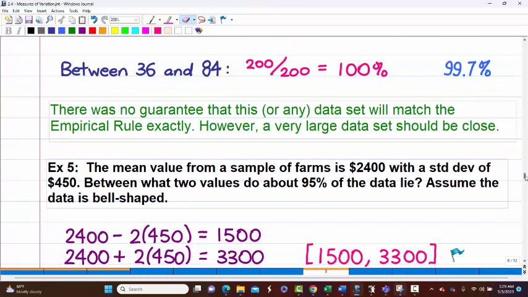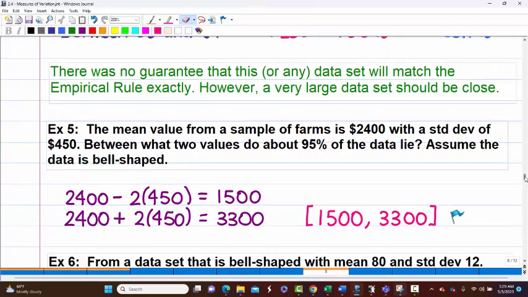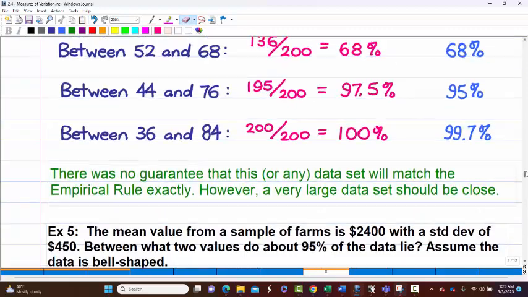Okay, here's kind of a question. These questions could be asked on a test or something. The mean value of a sample of farms is 2,400. The standard deviation is 450. Between what two values do about 95% of the data lie? Assume the data is bell-shaped. That means empirical rule.